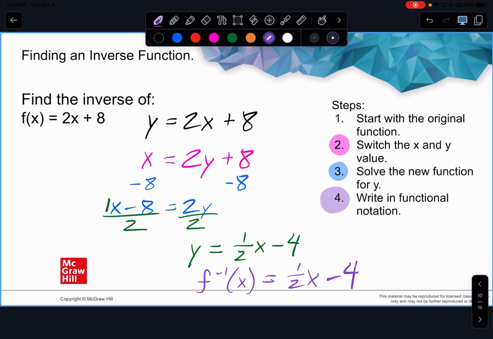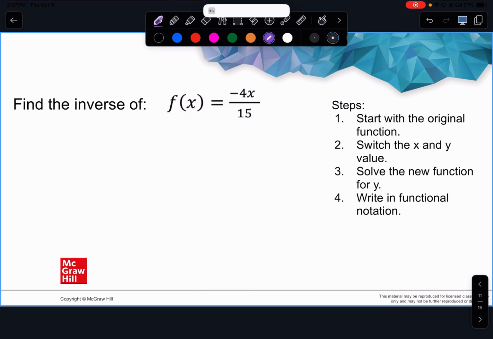What? Why negative 1? Because, but now we have negative 4x over 15. So first step, I'm going to just rewrite it: y equals negative 4x over 15. And I want you to take it from there. Just go through your steps.